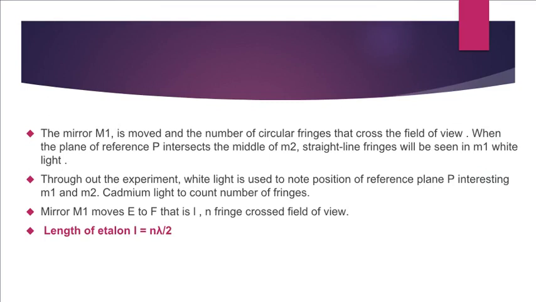When the reference plane P intersects the middle of M2, straight line fringes will be seen in M1 with white light. Throughout the experiment, white light is used to note the position of reference plane P intersecting M1 and M2, and cadmium light to count the number of fringes. Mirror M1 moves from E to F, that is through length L of the etalon, and N fringes move across the field of view. Then L equals N lambda by 2.